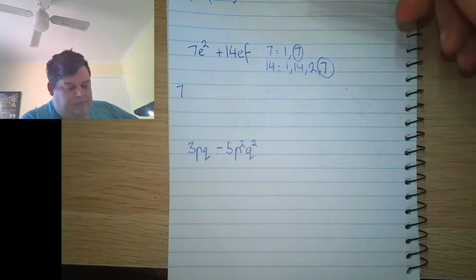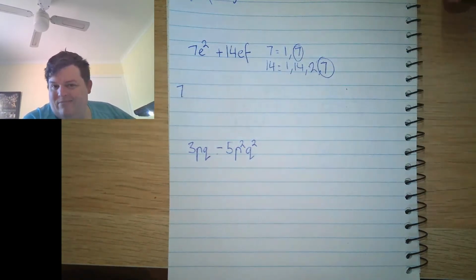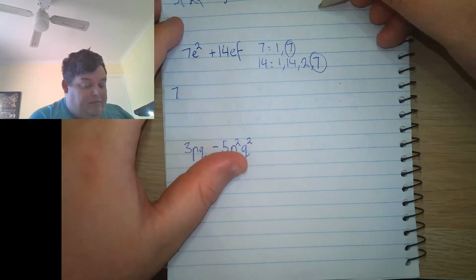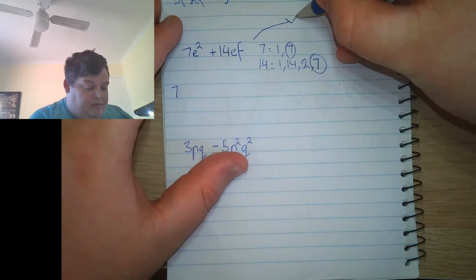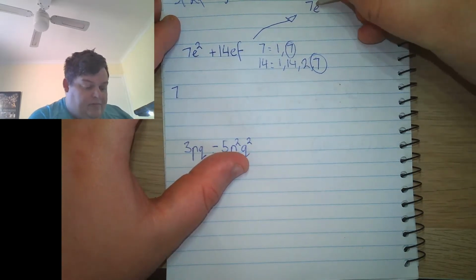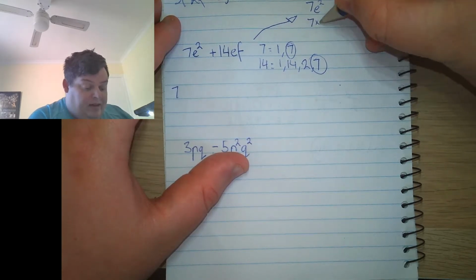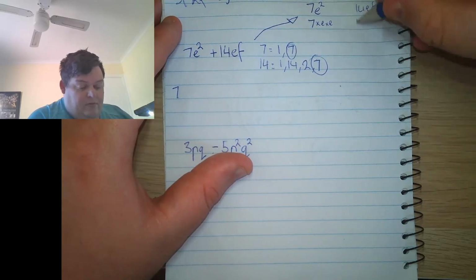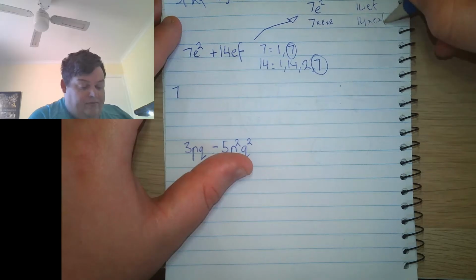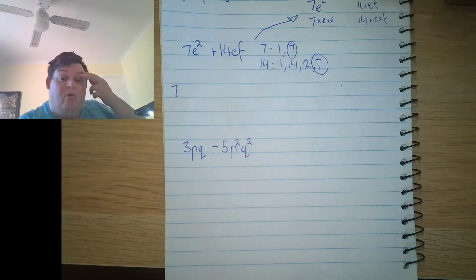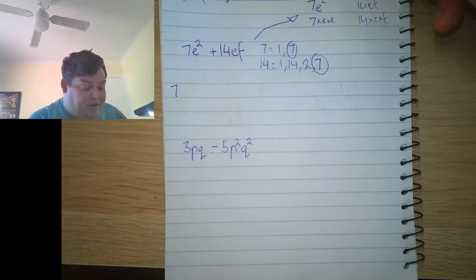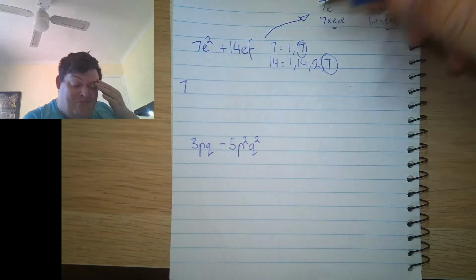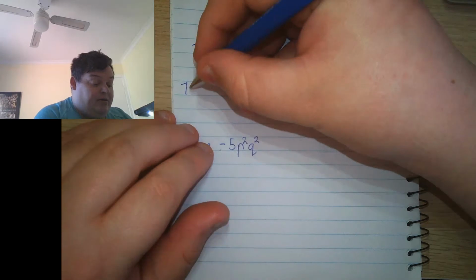The thing is, though, as you can see, there are also common letters, right? So there's letters that are shared between both of these, because essentially we're saying that 7e squared is 7 times e times e, and 14ef is 14 times e times f, right? So there's actually something more in common than just the number 7 between both of these values. There's a common e, right? So because there's an e in both of these, we can actually take the e outside in the bracket as well.